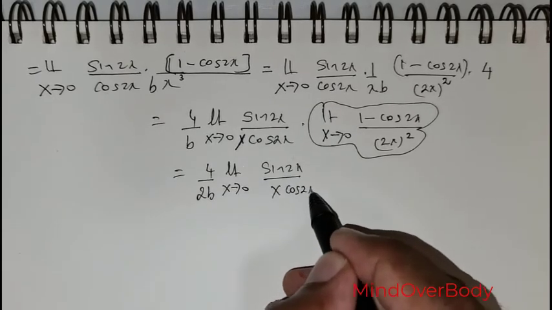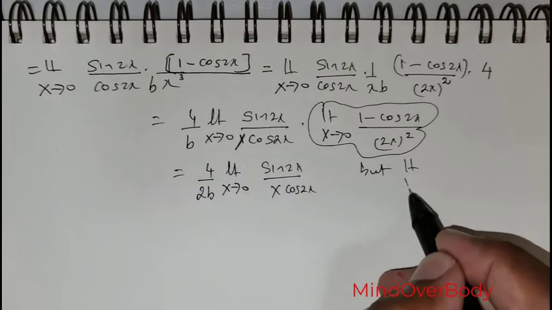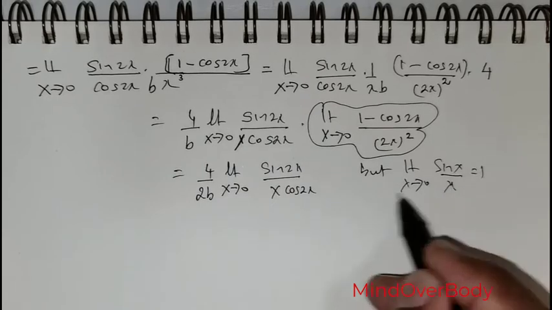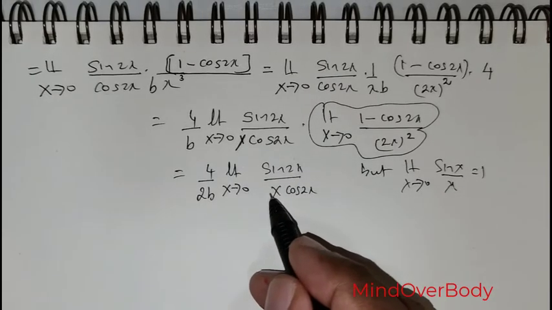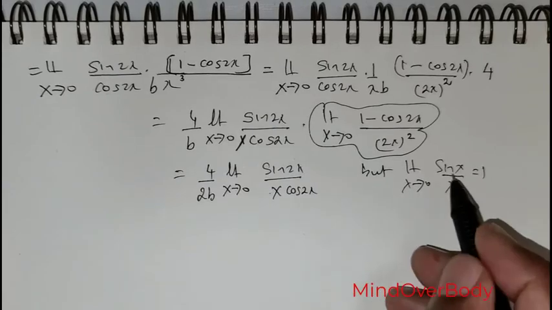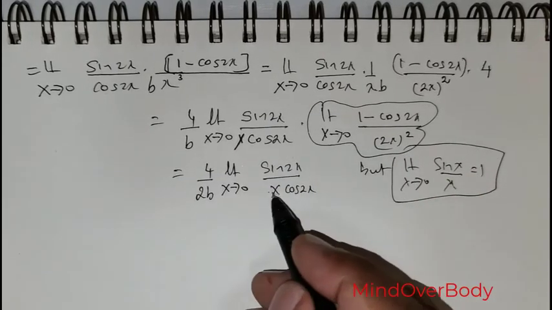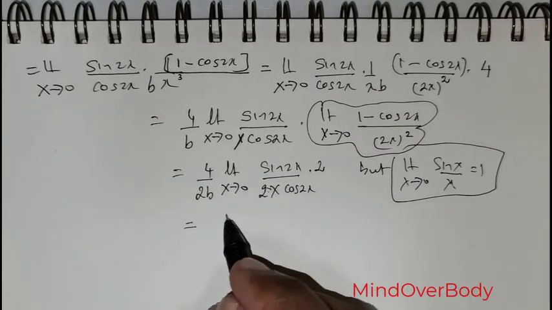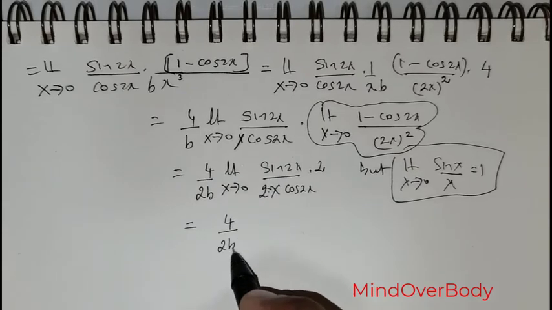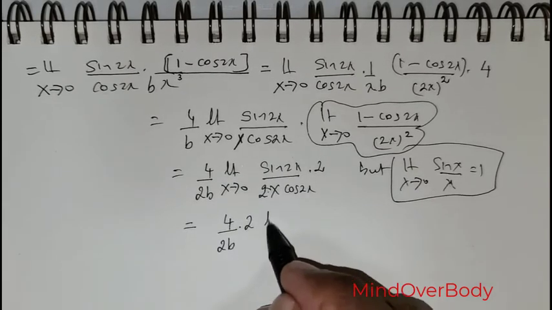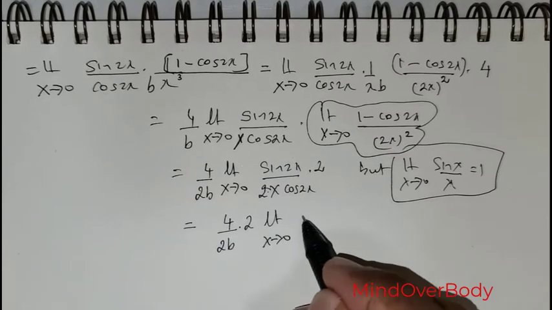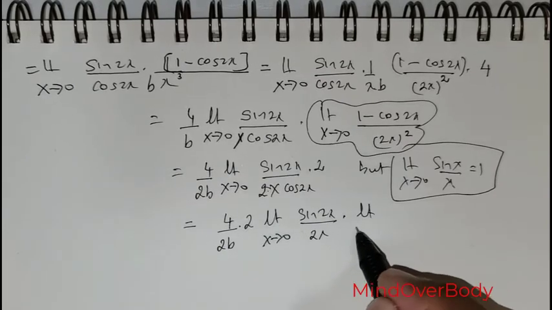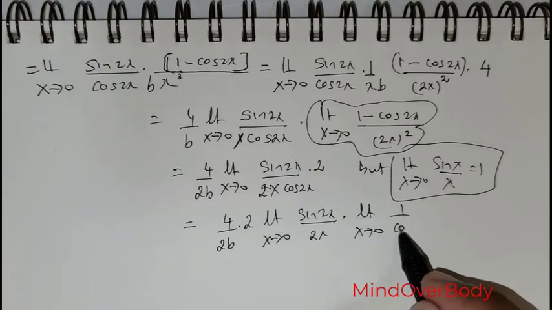x times cos 2x. But we know that limit x tending to 0 of sine x over x is equal to 1. But in this case it's 2x. So if I can place a 2 here, then things would work out in this fashion. So I will place a 2 here and I multiply it by 2. So I'm going to rewrite this as 4 over 2 times b. There's a 2 there. I place a 2 in this fashion. So limit x tending to 0 of sine 2x divided by 2x. So this is one quantity times limit x tending to 0 of 1 over cos 2x.